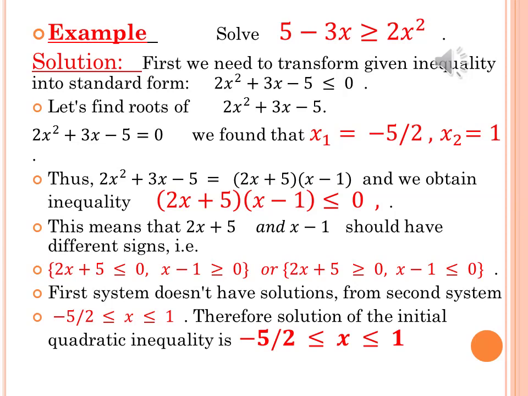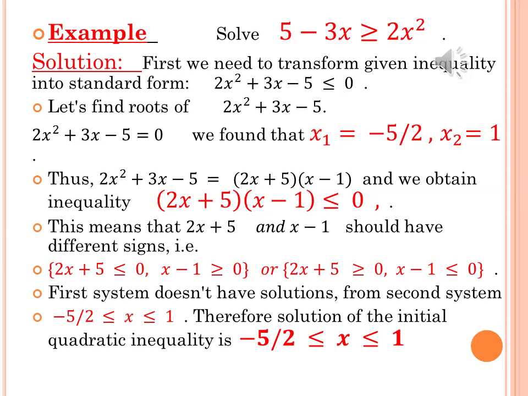So 2x power 2, move minus 3x to the right-hand side as plus 3x, move 5 to the other side as minus 5. The symbol is less than 0. So the equation is 2x power 2 plus 3x minus 5 less than 0. First, factorize this. We factorize it by two brackets: 2x plus 5 times x minus 1 is less than 0.